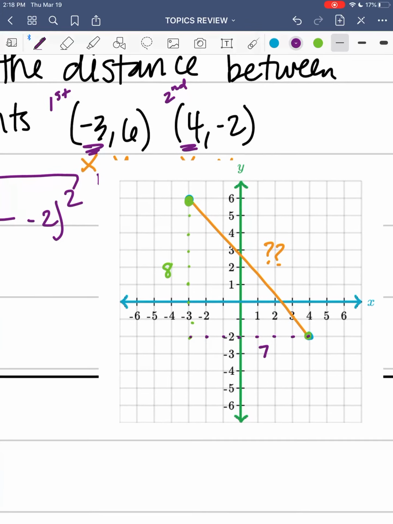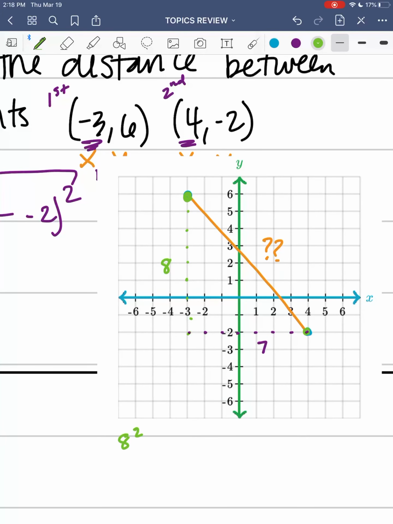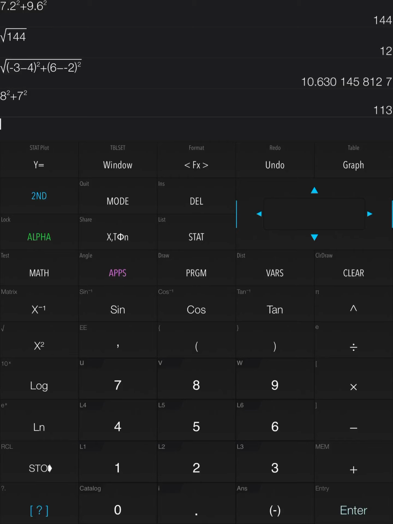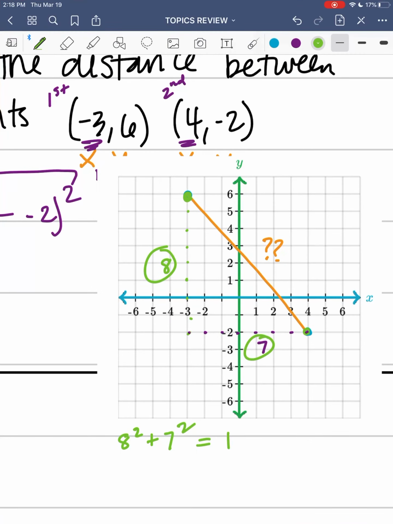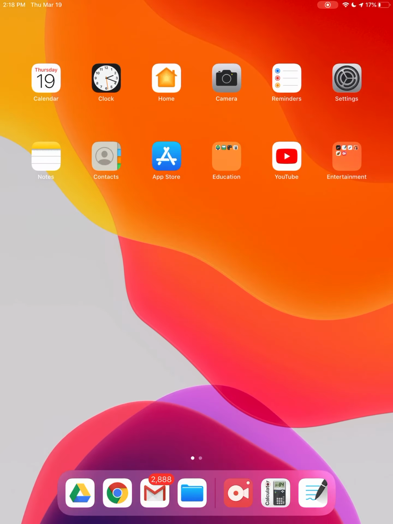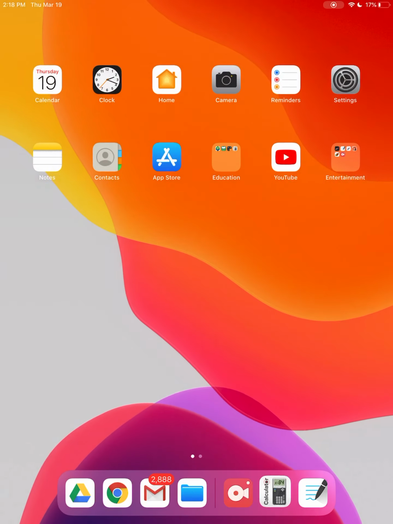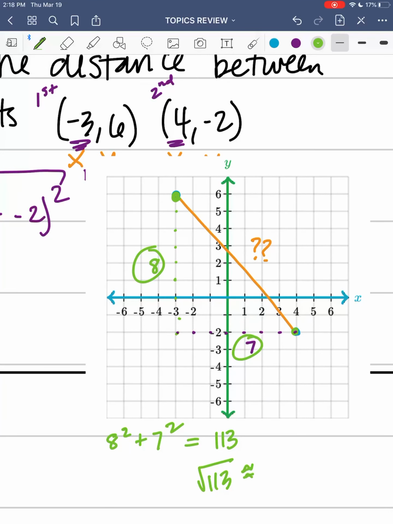Well, let's do 8 squared plus 7 squared, because that's the 8 and the 7. 8 squared plus 7 squared is 113. Okay, what if we do the square root of 113? Second, square root, 113. 10.63. About, so I'll put the squiggly lines, about 10.63.